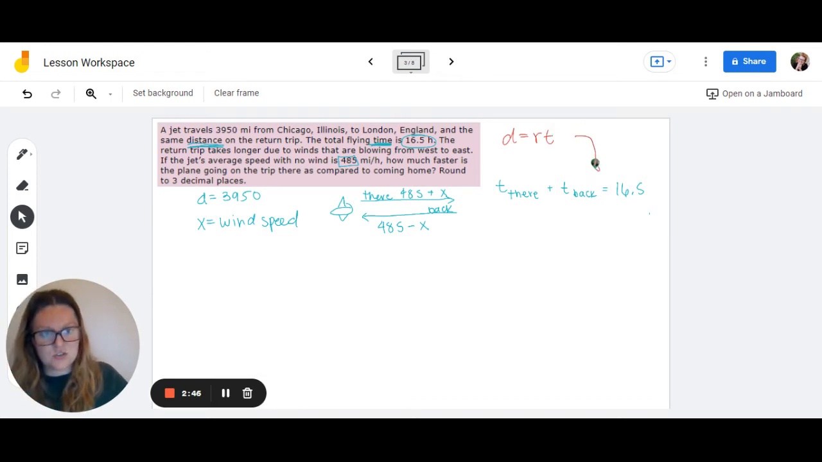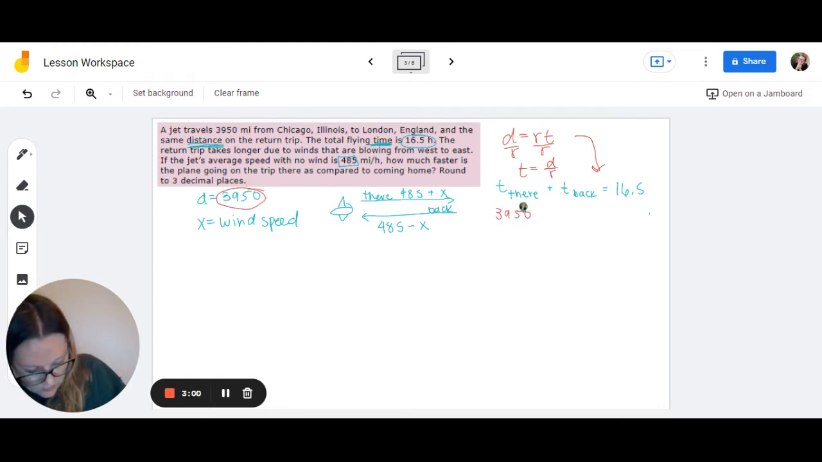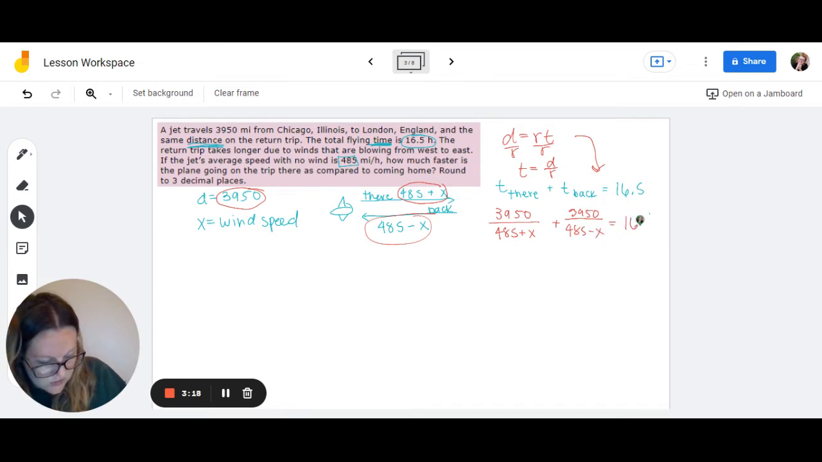I want to input it into this formula. Let's solve for t: divide each side by r. So time is equal to distance over rate. I know the distance. It is the same for both, so let's put that in. So 3950 over my rate for the way there, which is 485 plus x. Then I'm adding it to 3950 over the rate on the way back, because it's the same distance. I'm like, hey, thanks, wind, you're making me go way slower. And it's equal to the total time of 16.5. So there is your equation.